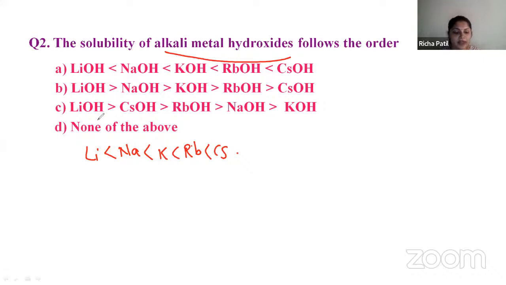So the solubility of the alkali hydroxides follows this order. The answer is A, because of bond dissociation enthalpy. Lithium hydroxide can be easily broken as compared to sodium, potassium, rubidium, and cesium hydroxides. As you go down the group, the size will be more, so breaking of the two atoms will be difficult. It follows this order, so A is the correct answer.